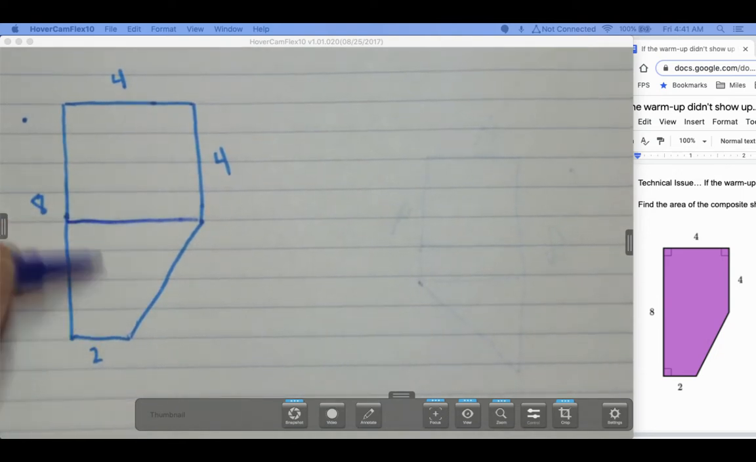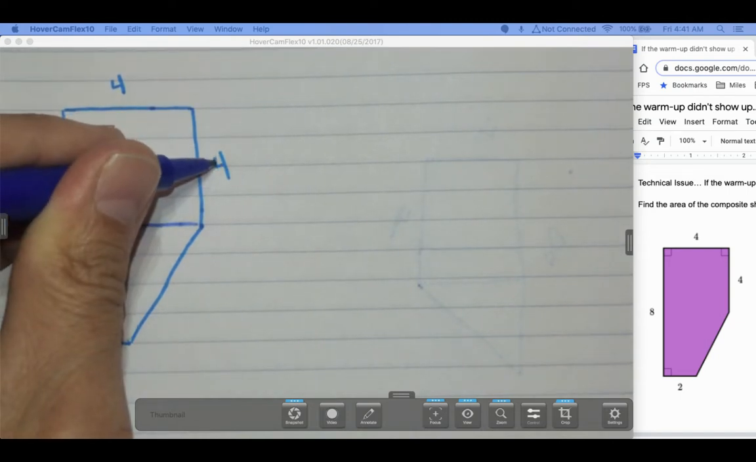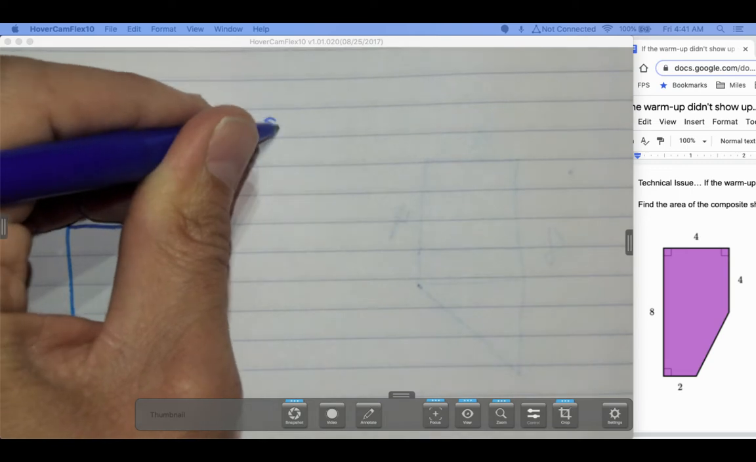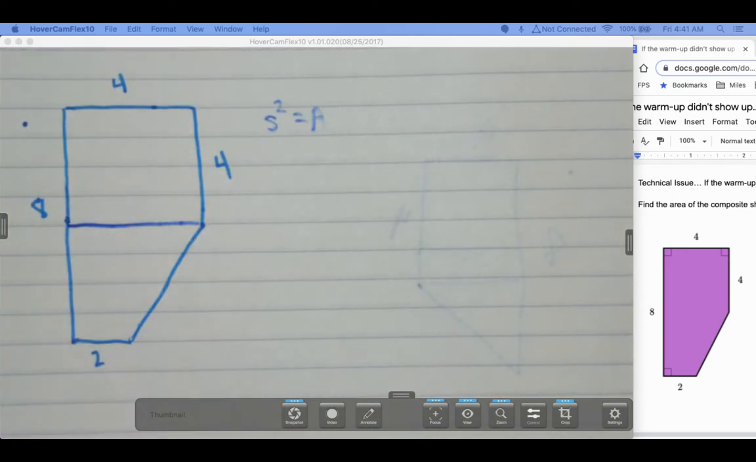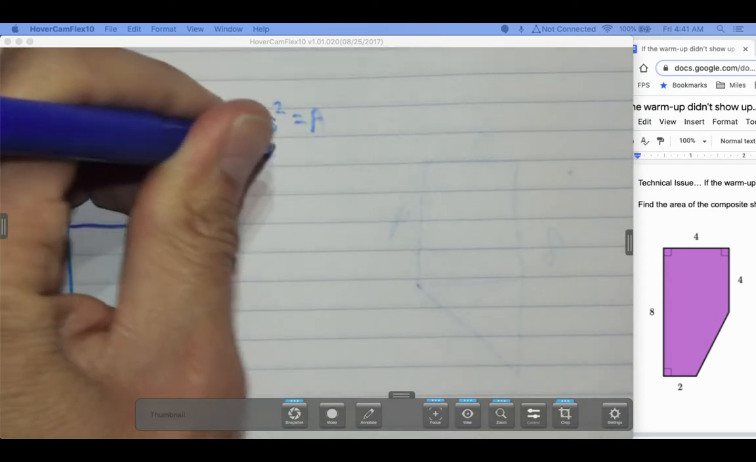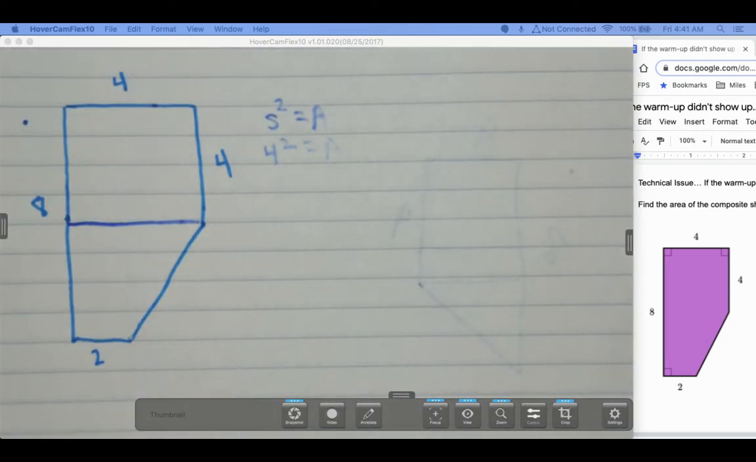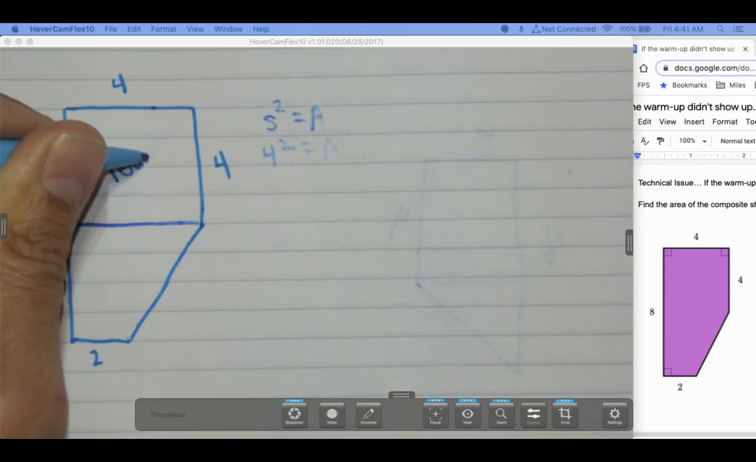Okay, for the square on the top, it's 4 by 4. The square is just: I take the side, I square it, and that'll be equal to the area. So I take 4 squared, and that'll be equal to the area. The area of this top portion of this composite shape would be 16 units squared.